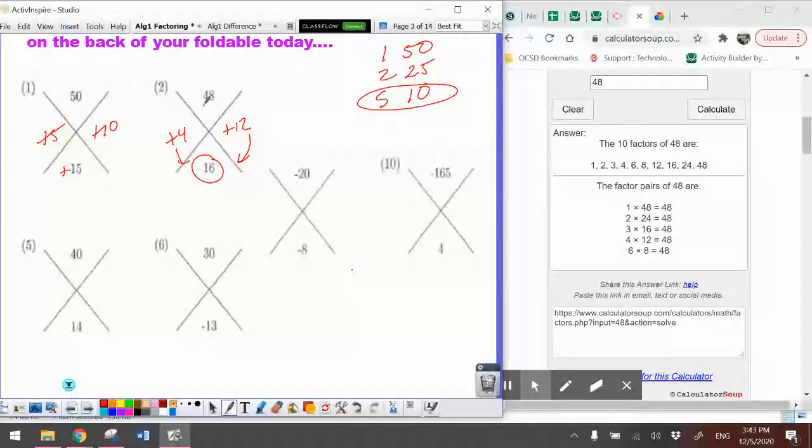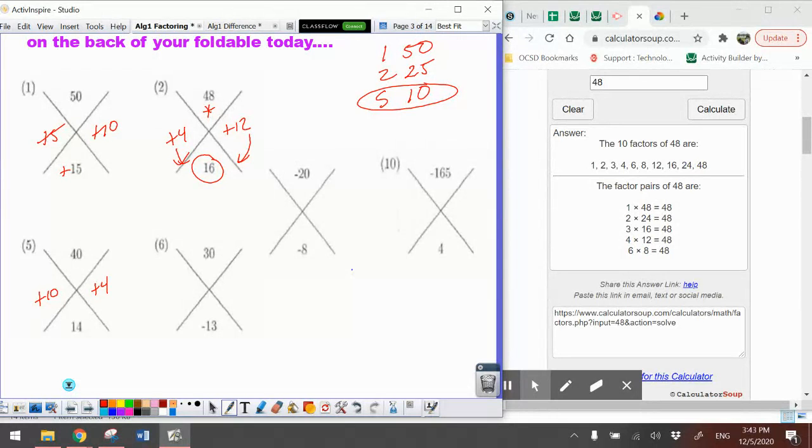Does that actually multiply to give me a positive 48? Yep, positive and positive is a positive. The 40, positive 10, positive 4. That one's pretty easy. 30, I need a negative 13.